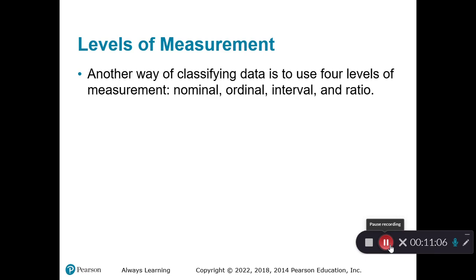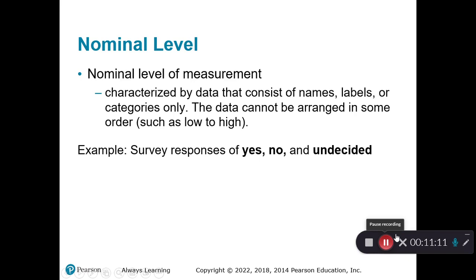So let's start with nominal, the first of the four. The nominal level of measurement, or nominal data, refers to those categorical values. So nominal pretty much is synonymous with categorical. This is characterized by data that consists of names, labels, or categories only. We've already talked about this, so gender, on, off, yes, no, favorite color, all of those would be examples of nominal data because they are categorical in nature.